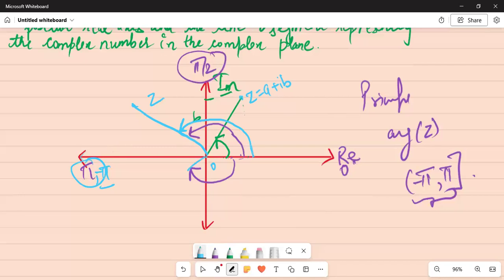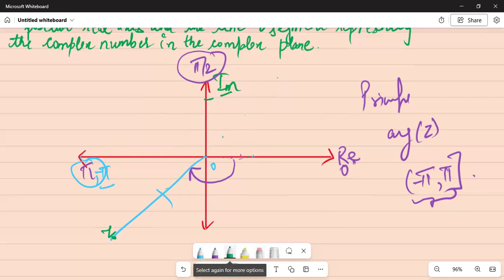But for example, if this is your complex number z, and you move in the anti-clockwise direction, then this angle will exceed pi. So this should not happen. Then you should take the shortest angle. That means you have to connect your positive real axis with the line representing your complex number through the clockwise direction. So in this case, this is going to be your principal argument.